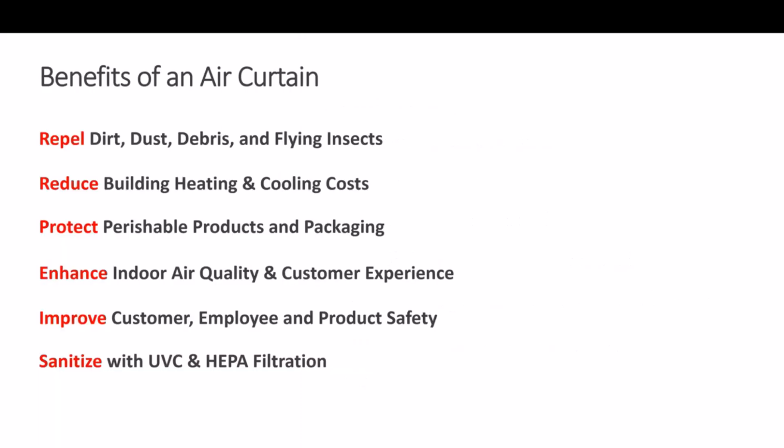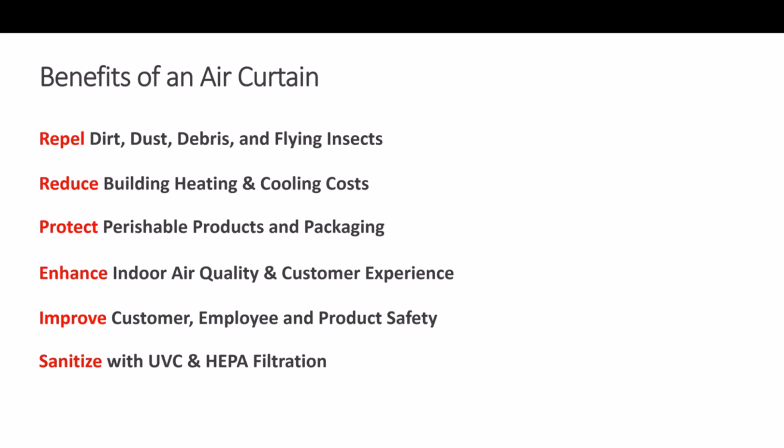Okay, here are some of the top level benefits. An air curtain will repel dirt and flying insects by forming a barrier across the opening. It'll also reduce the building heating and cooling costs by maintaining different temperature zones in your building. It also will protect perishable and sensitive products. It'll enhance or improve indoor air quality and also the safety of both customers and employees in your building.